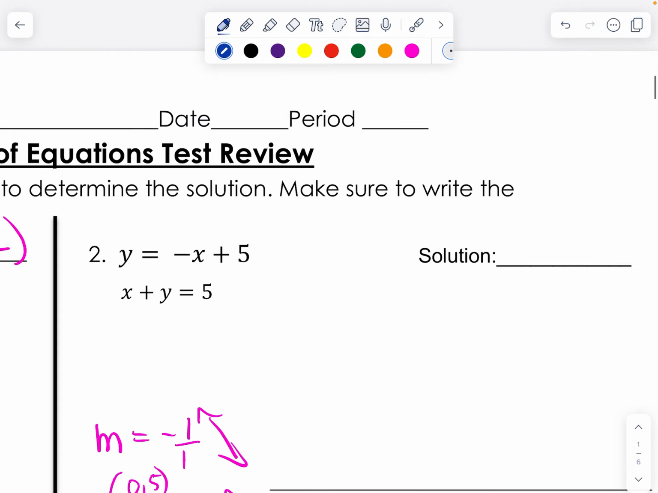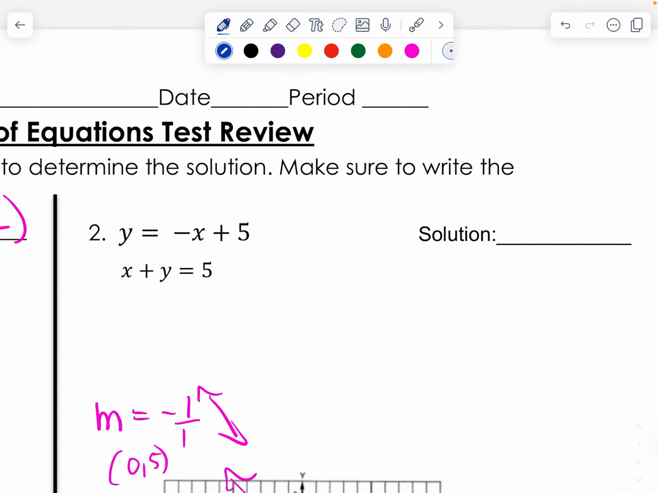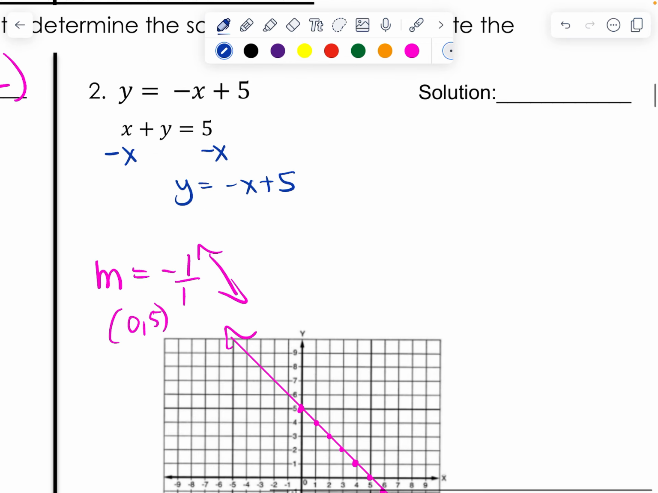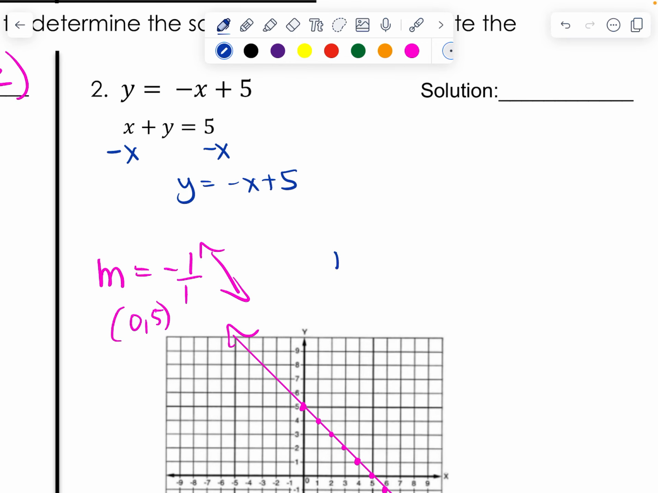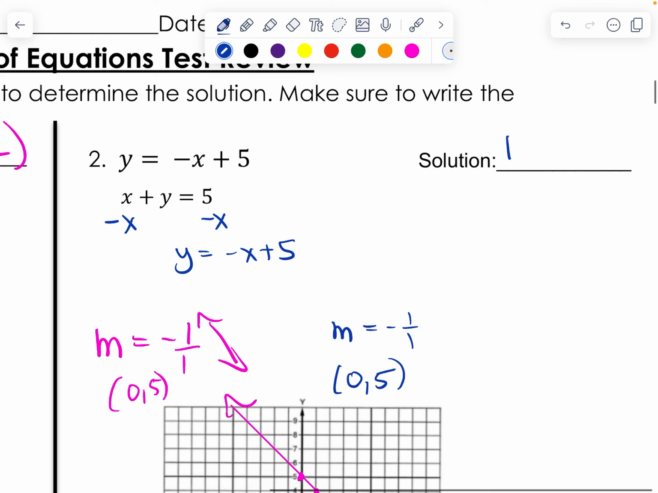My other one, it is not in y equals mx plus b form. So I need to subtract the x. So my slope on this one is -1. My y-intercept is 0, 5. Look at that. They're the exact same thing. So that means my answer is infinite solutions.